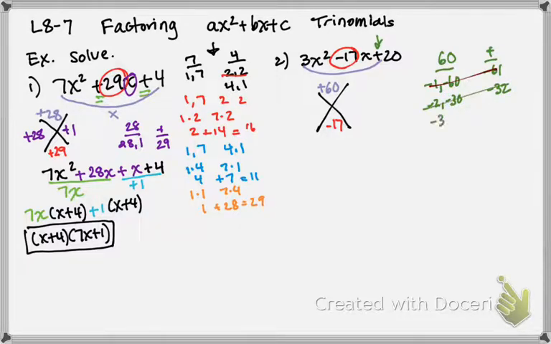So we have negative 3 and negative 20. That's going to give me negative 23. We're getting closer, but not it. 4 goes in, so we have negative 4 and negative 15. Negative 19. We're getting so close. It's got to be coming. So we have negative 5 and negative 12.